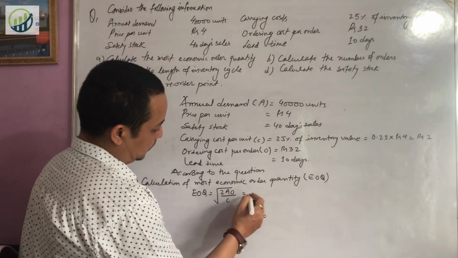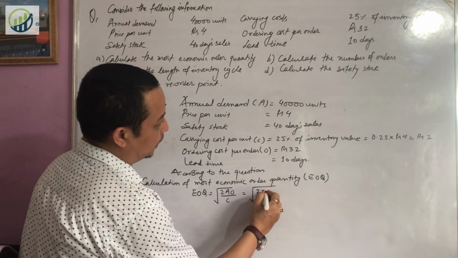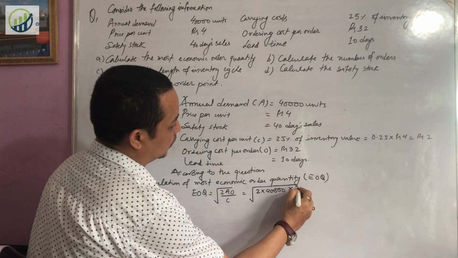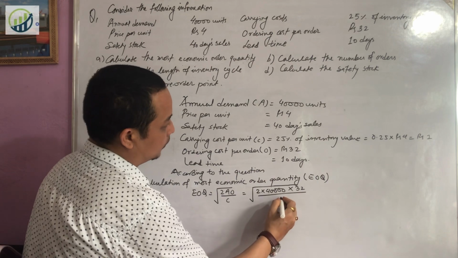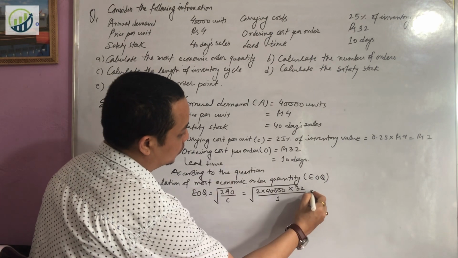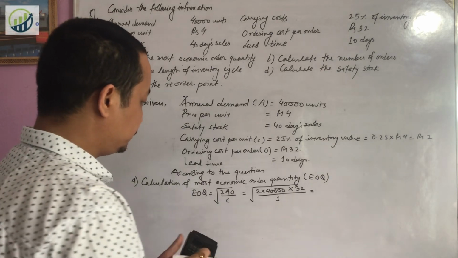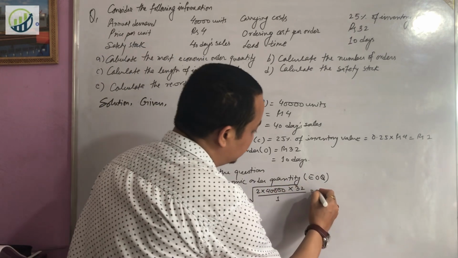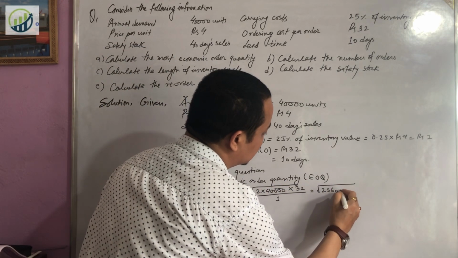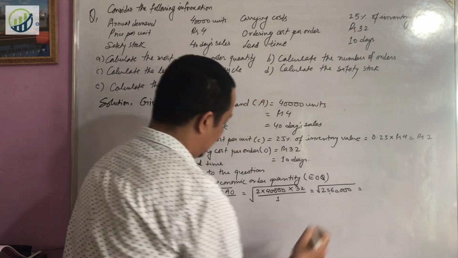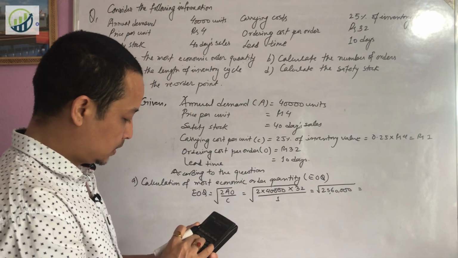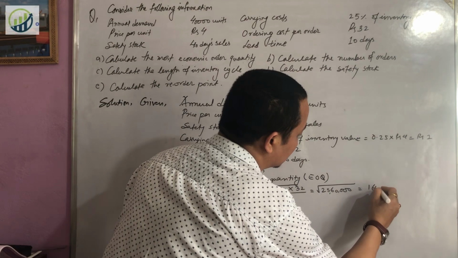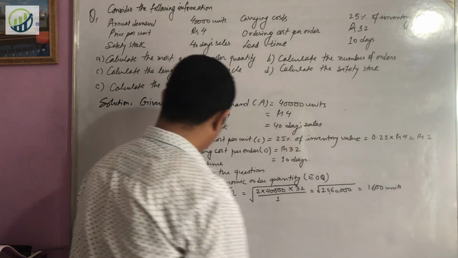So here square root of 2 into A, which is 40,000 units, into ordering cost 32 rupees, and carrying cost per unit, this is 1. So you have here square root of 25,60,000. Now you can find the square root of this. If you do the square root of this, that is your 1,600 units. This is the economic order quantity.